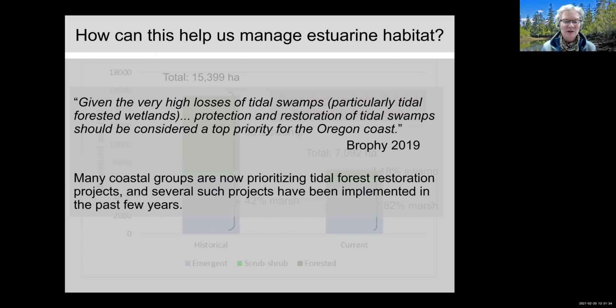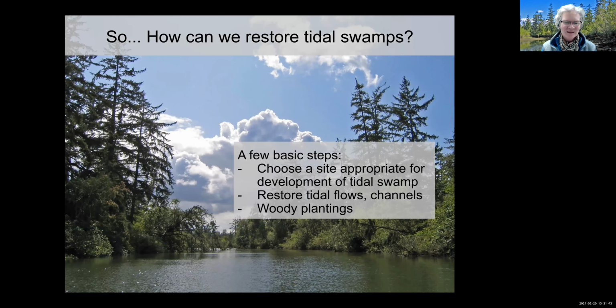And for the outer Oregon coast, as I mentioned in my 2019 report, given the really high losses of forested tidal swamps, those need to be a top priority for restoration activities. And in fact, there's a lot of groups that are prioritizing them now on the coast and working on restoring them. And so to follow that thought, how do we do this? How do we restore tidal swamps?